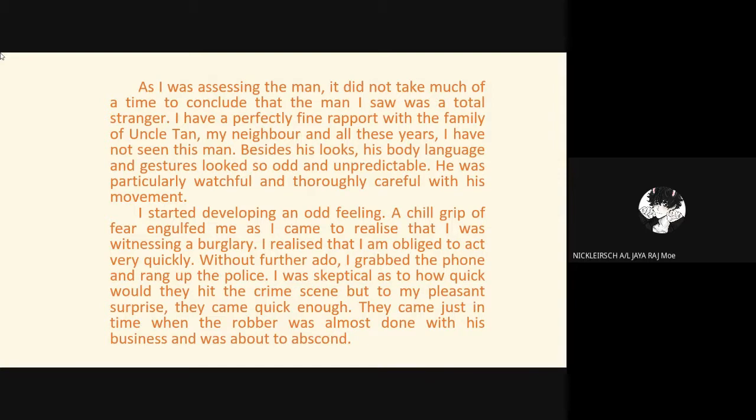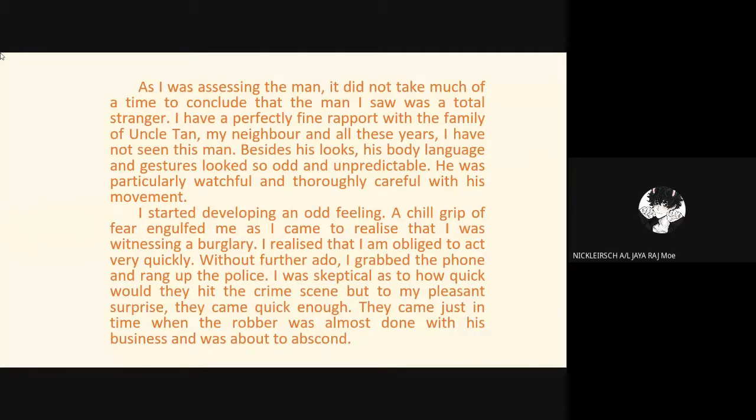As I was assessing the man, it did not take much time to conclude that the man I saw was a total stranger. I have a perfectly fine rapport with the family of Uncle Tan, my neighbor, and in all these years, I have not seen this man. Besides his look, his body language and gestures looked odd, so odd and unpredictable. He was particularly watchful and thoroughly careful with his movement.